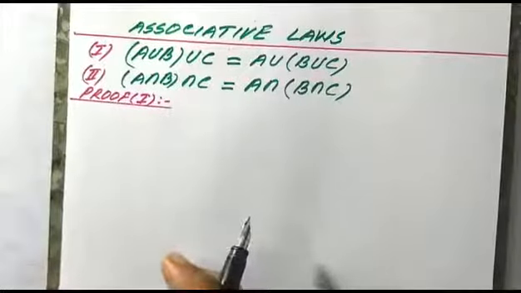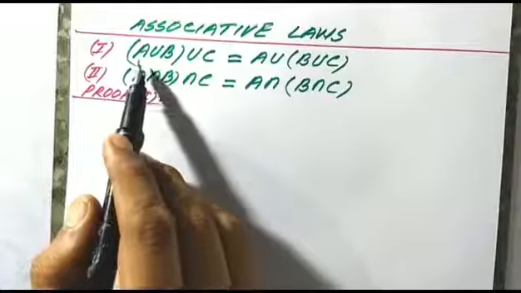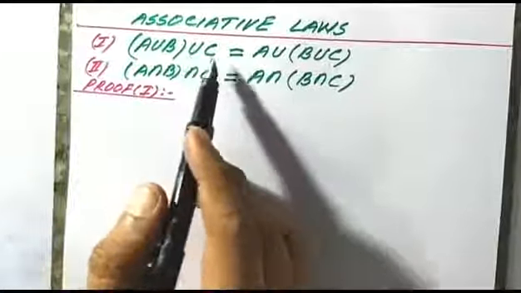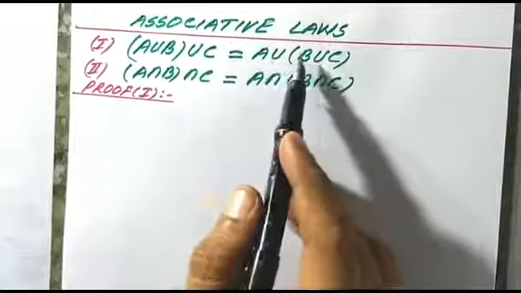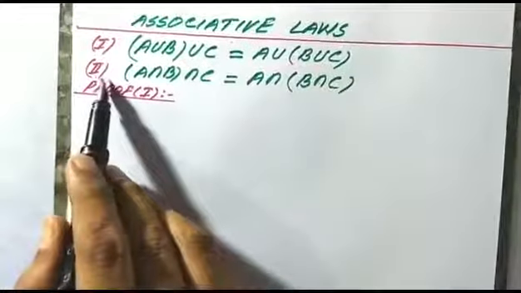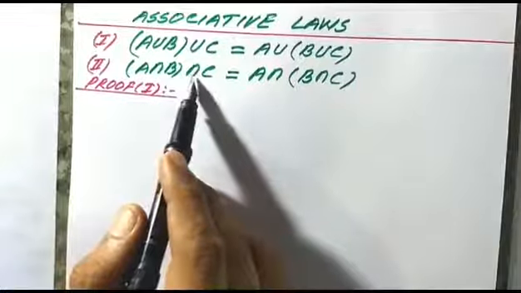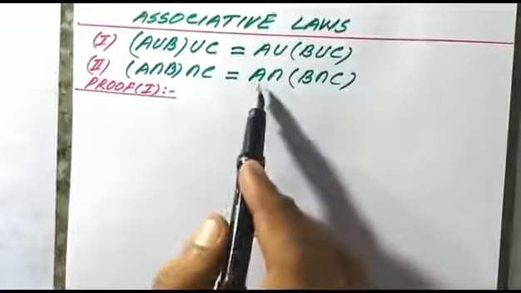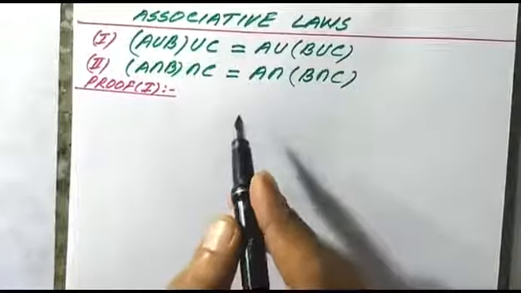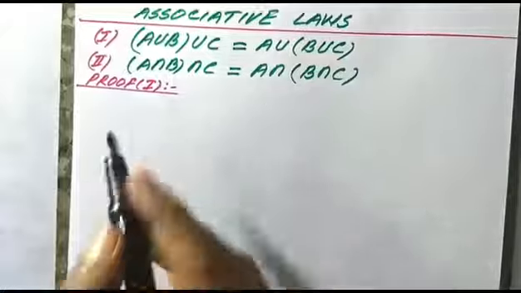Now the next laws are associative laws. The first associative law is (A union B) union C is equal to A union (B union C). And the second associative law is (A intersection B) intersection C is equal to A intersection (B intersection C). So now we are going to prove the first associative law.